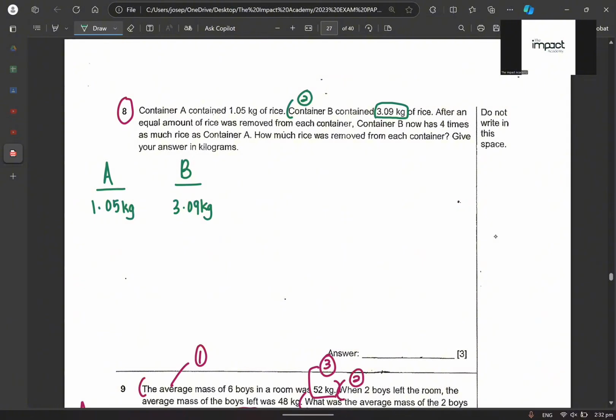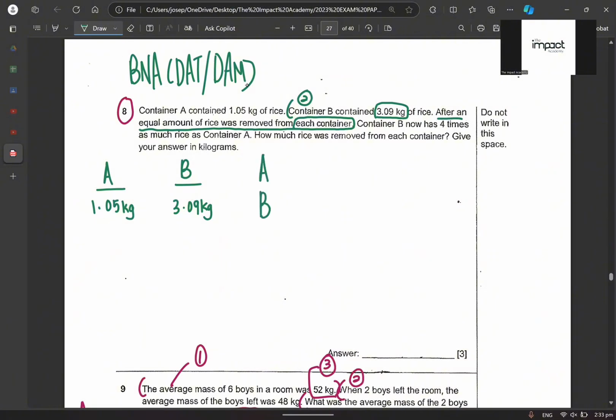Now, what happened is that after an equal amount of rice was removed from each container, now there are 2 ways to go about this. You either draw a table or you draw a model. Definitely we all know that this is a before and after concept. I would prefer to draw a table, but maybe I will just start with drawing a model first to show you that both methods work.